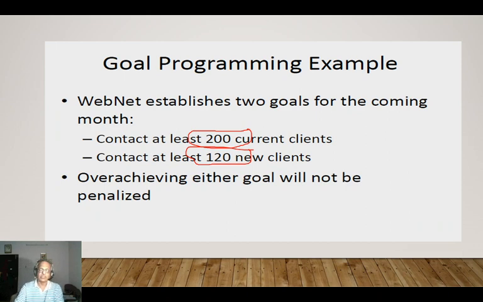And WebNet, the company which markets their services, has set the goals for the coming month. So what is the first goal? First priority, contact at least 200 current clients. Second priority, contact at least 120 new clients. Now over-achieving either goal will not be penalized. So we are assuming that they are not being penalized. That means penalty weights are not given.